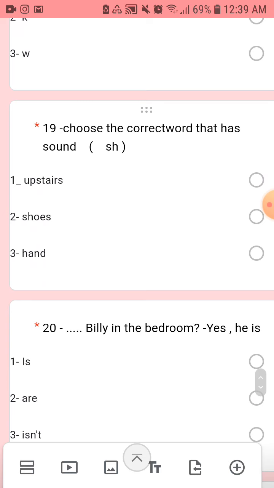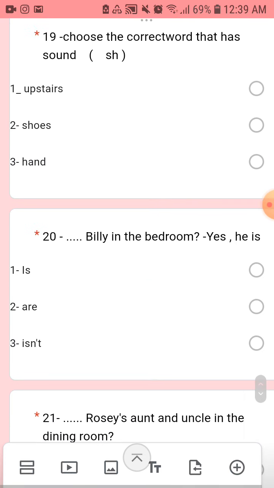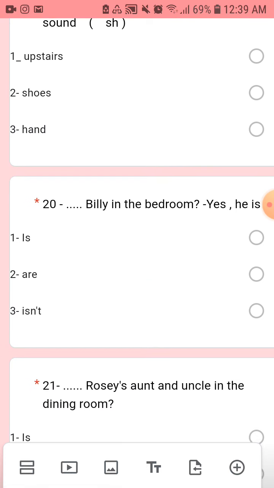Question 19. Choose the correct word that has the sound sh. Number 1 upstairs, number 2 shoes, number 3 hand.